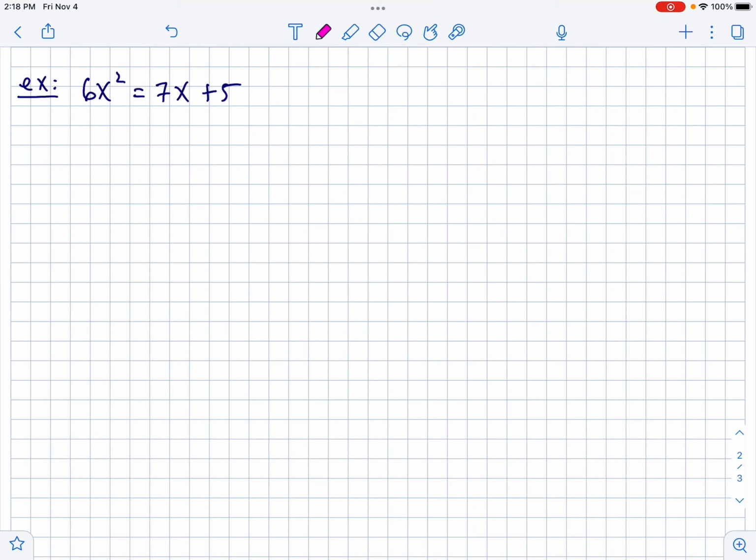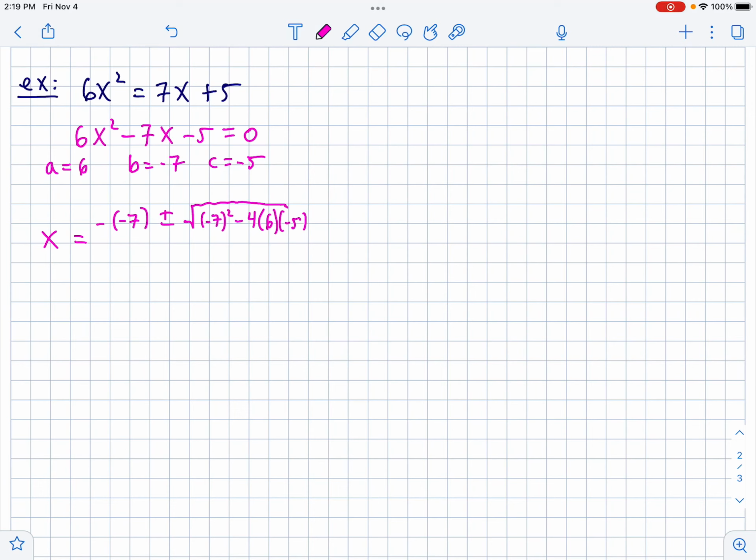Next up. It's not in the form ax squared plus bx plus c equals 0. So I'm going to scoot everything to one side to get 6x squared minus 7x minus 5 is equal to 0. Then our a is equal to 6, our b is equal to negative 7, and our c is equal to negative 5. So if I say x is equal to negative b, plus or minus the square root of b squared minus 4 times a times c, and this is all over 2a.